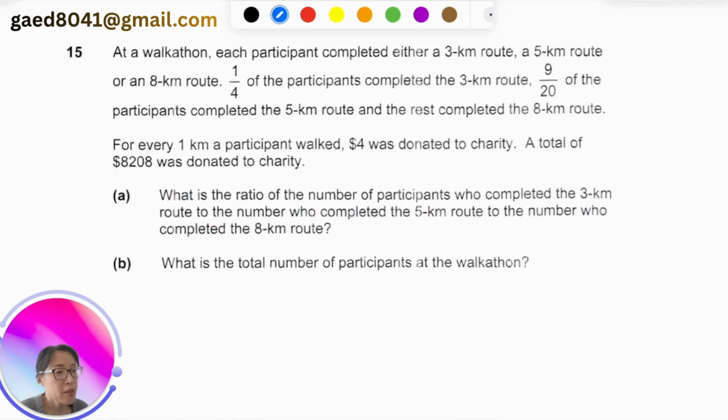Hi everyone, today we are going to solve 2017 PSLE Math Paper 2 question number 15. Now let's read the question together.